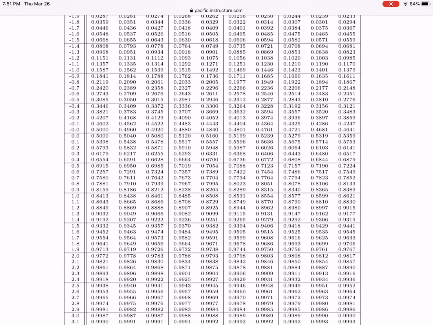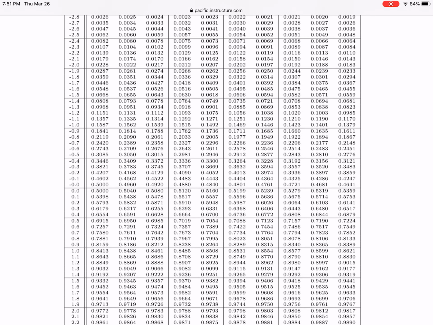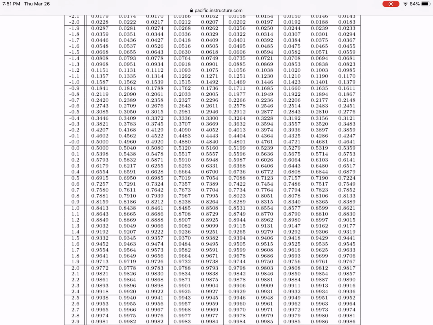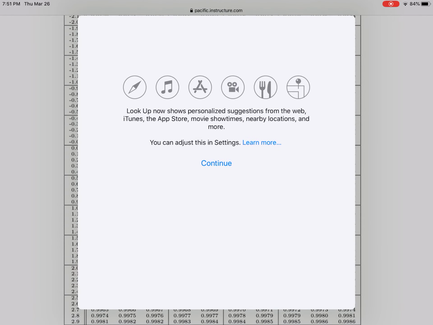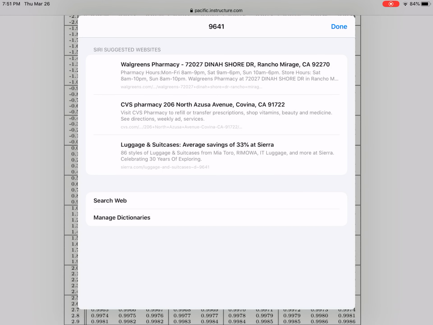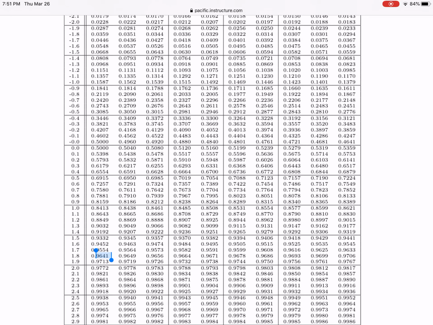So I arrive at the row 1.7 and I move towards the right. Let me not touch my pencil onto the iPad. So this is 1.70, 1.71, 1.72, 1.73, 74, 75. The value 0.9599 that you see corresponds to the value of phi at 1.75, 0.9599.